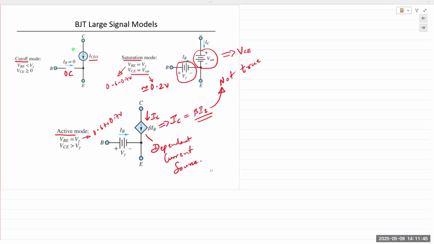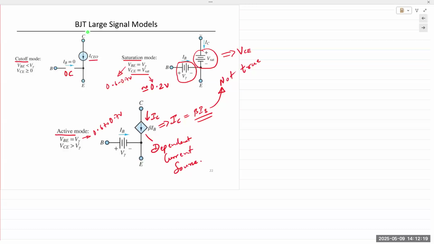In cutoff mode, both junctions are reverse bias. The emitter does not emit any carriers, does not generate any free carriers. And so both junctions are off. Hence, the transistor is in cutoff mode. At that point, we can model the base junction as an open circuit. If you model the base junction as an open circuit, IB, for all intents and purposes, is equal to 0, except for a small reverse saturation current, obviously.